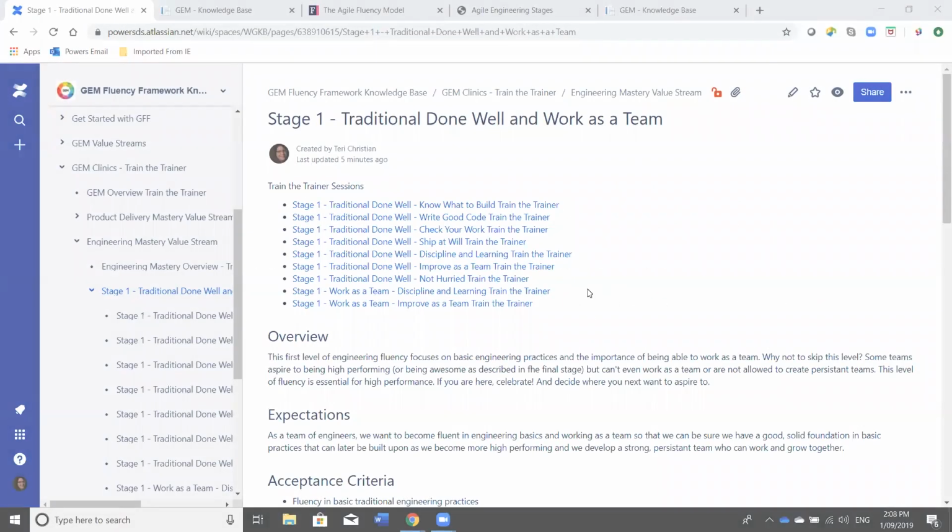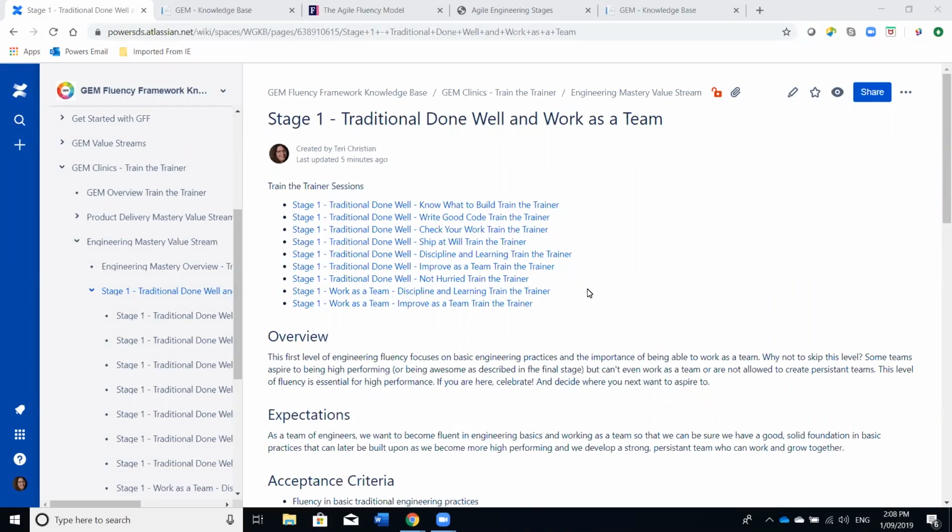In this session, we'll look at the first stage of the Agile Engineering Fluency mastery. So today we're going to look at traditional done well and working as a team. If you haven't gone through the overview, you may not know what those are. So we'll just do a quick review of what those are.